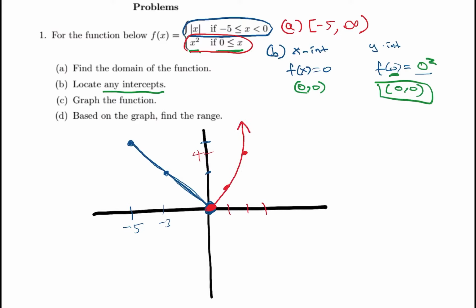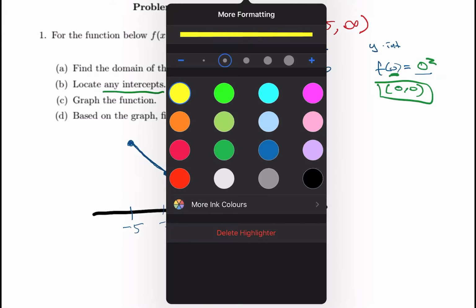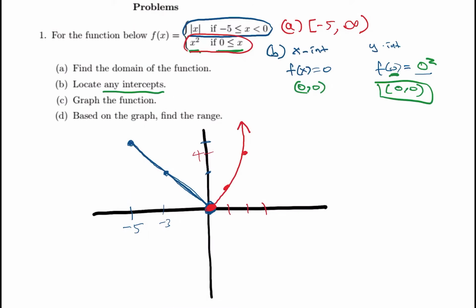So this graph right here is the shape of this function. Again, piecewise does not mean the graph is in pieces. It means there are two different equations, or more than one equation, defining the function. So the graph here is not actually in pieces, it's one piece. This is all connected, but that's not always the case. So this was part C.